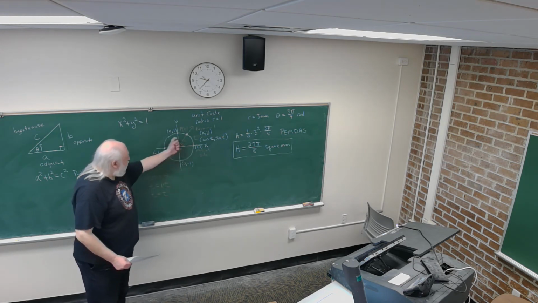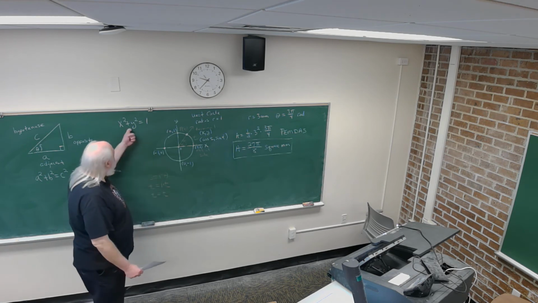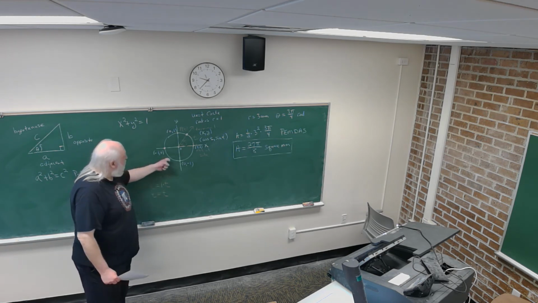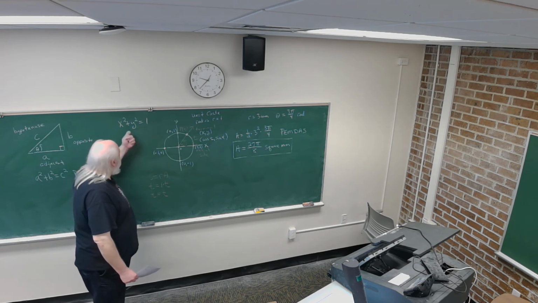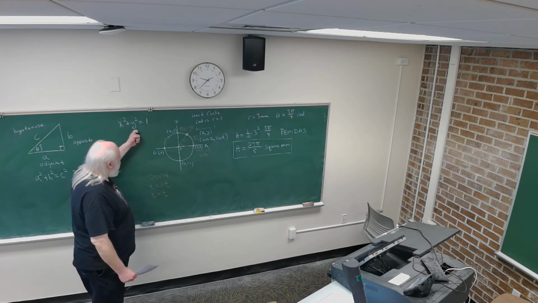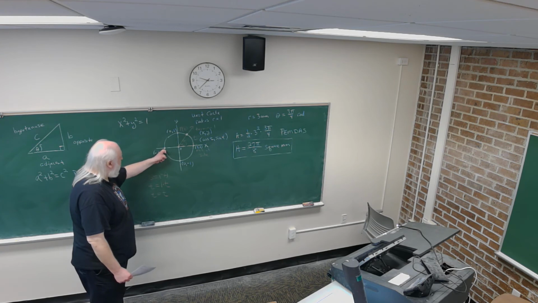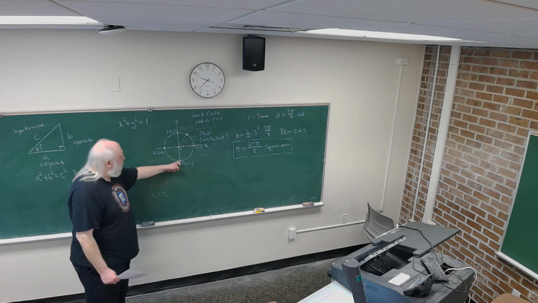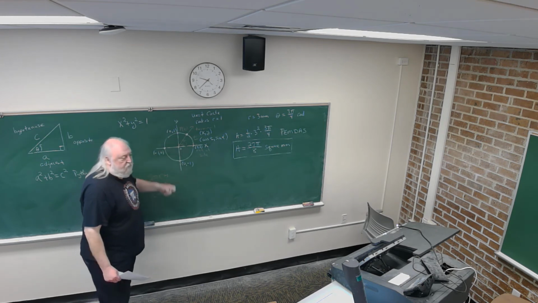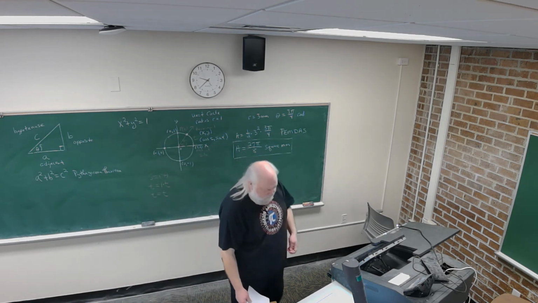Those ordered pairs satisfy the equation x squared plus y squared equals 1. Every point on this circle satisfies this equation, and all the values of x are between -1 and +1, and all the values of y are between -1 and +1. You can see the values of x start here at -1 and end at +1 over here, and the values of y start at -1 down here and end at +1 over here.